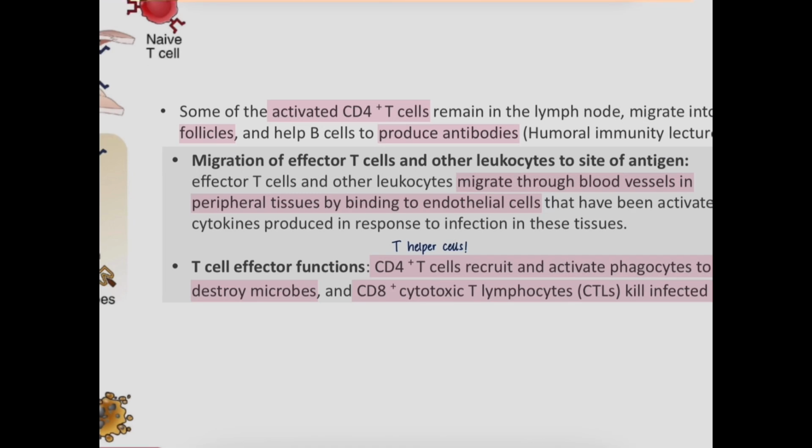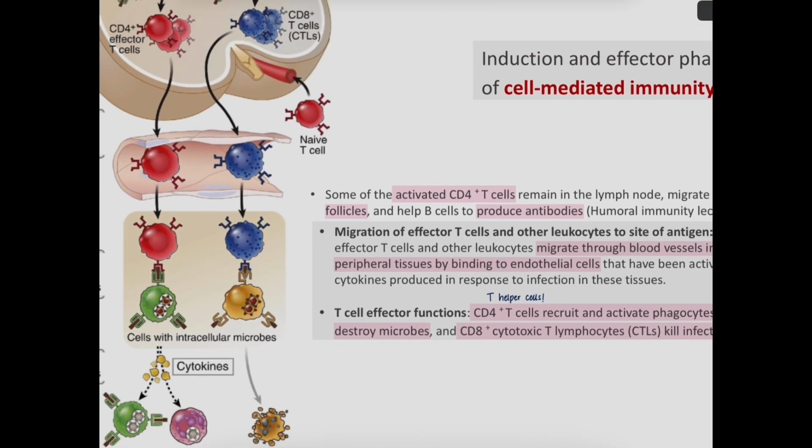Now, CD4 positive T cells recruit and activate phagocytes to destroy microbes. Since they're mainly T helper cells, they're not going to directly kill the microbes or the antigen. Whereas CD8 positive cytotoxic T cells are going to kill the infected cells directly. And we're going to see how they do that in a moment.